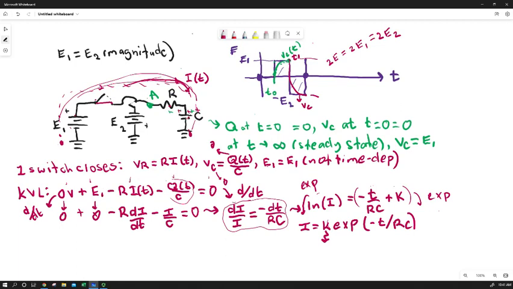Well, if V sub C was 0, then the current was controlled exclusively by the resistor, so we can just apply Ohm's law. At t equals 0, I was just equal to E1 over R. So we can look mathematically and say if t is 0, this whole term is 1, and so K has to be E1 over R.